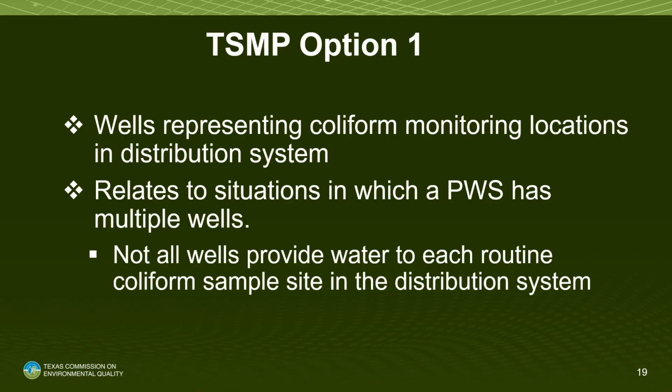So this is a tool that allows you to set up a more intelligent sampling process. It's not recommended for single well systems, because if you've got one well, there's no need to identify any of this. Now, there are basically two options and kind of a third that's a combination of the two. Option one is setting up a plan that deals with wells that represent coliform monitoring locations. In other words, usually it's like pressure planes, things like that. And again, this is the trigger source monitoring plans.